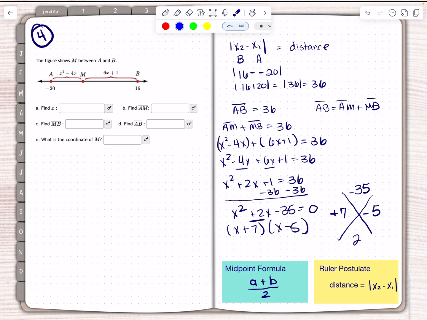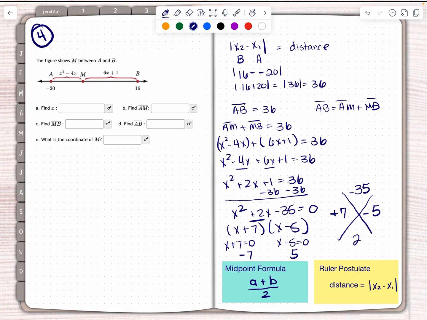If I check my work, I have my x squared. I have 7x minus 5x gives me 2x, and 7 times negative 5 is negative 35, so we are good. Now remember, these are factors if we're going to get the value of x. We could simplify this and say x plus 7 equals 0, or x equals negative 7, and then x minus 5 equals 0, or x equals 5.